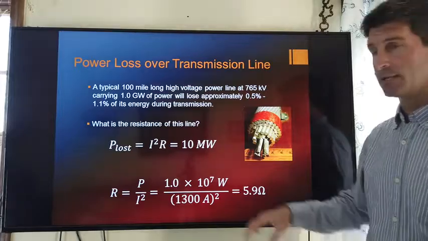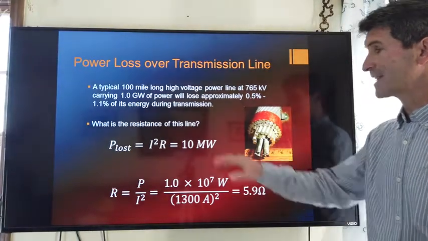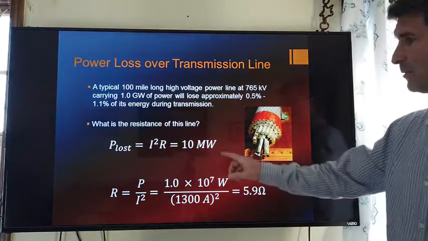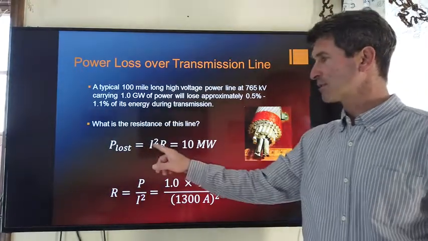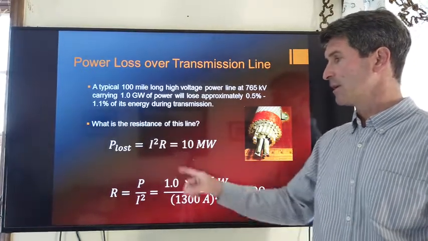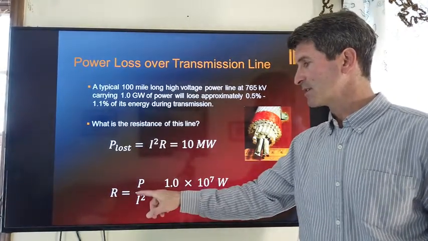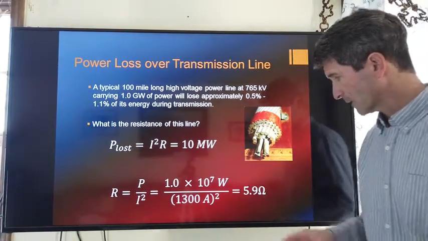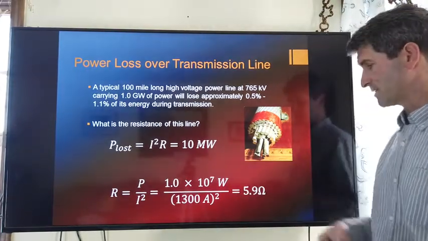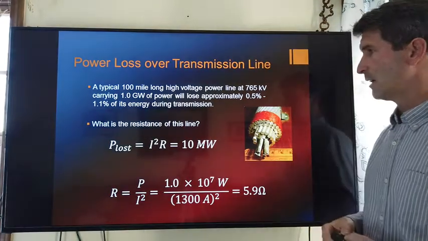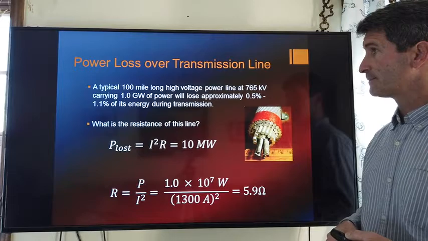Calculating the resistance of the line, let's say we lose 10 megawatts of power delivering this. We can say power is equal to current squared times resistance. We want to find the resistance. Resistance is equal to power divided by I squared. And this particular line has a resistance of 5.9 ohms. So our first example, 20 ohms, wasn't all that far off.